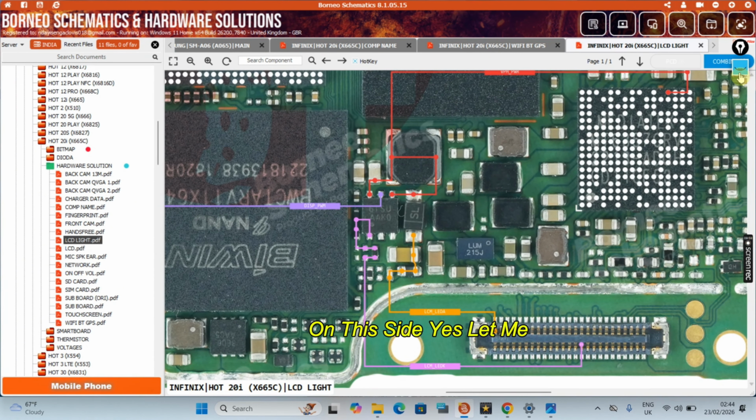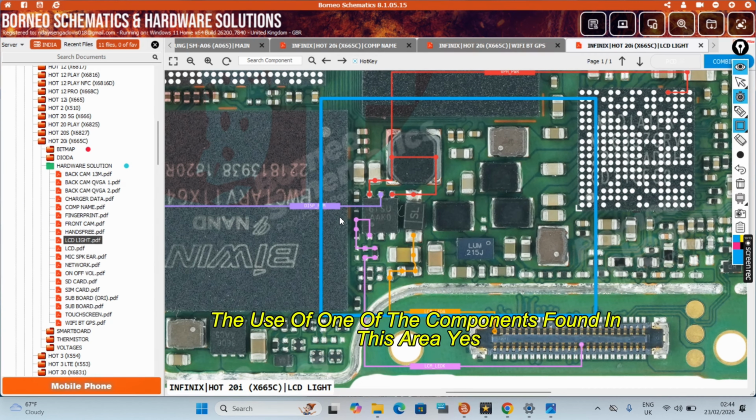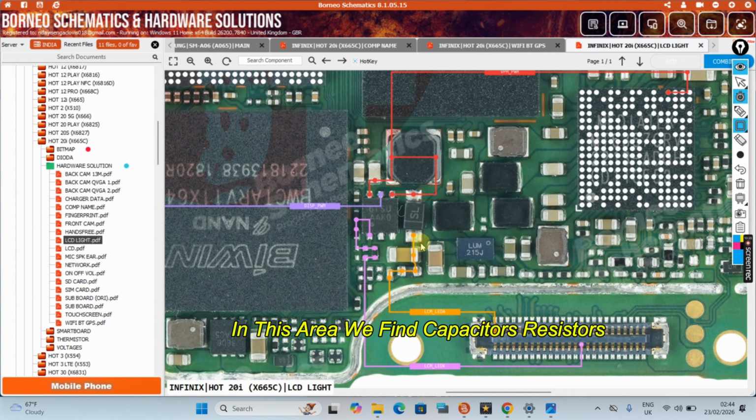On this side, there are many components. You have to know the use of each of the components found in this area. In this area we find capacitors, resistors, diodes, ICs, and inductors, what we call coils.